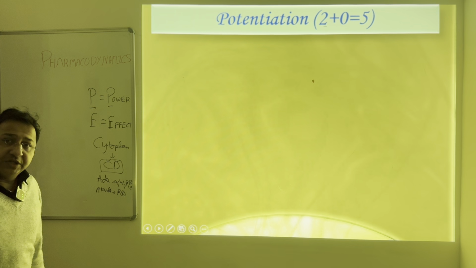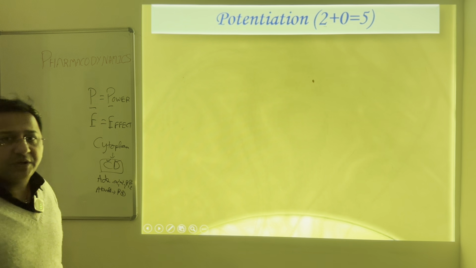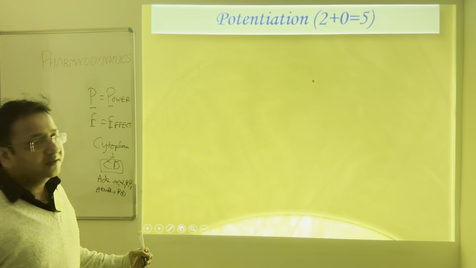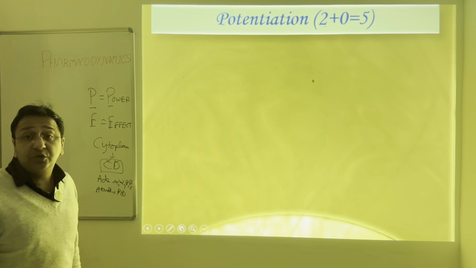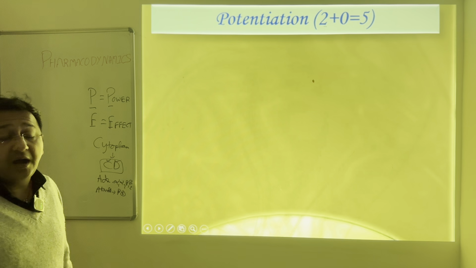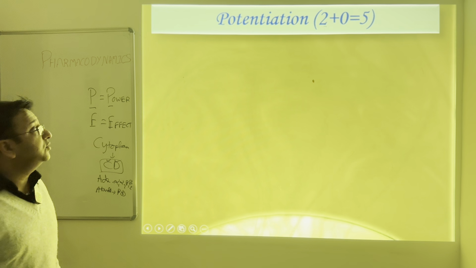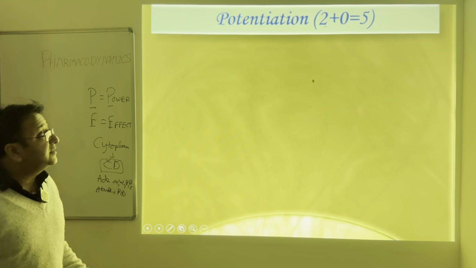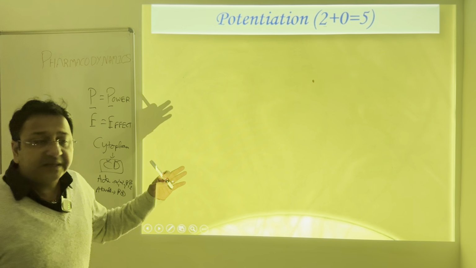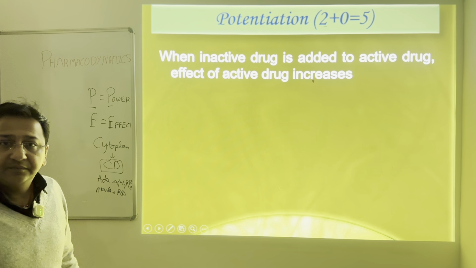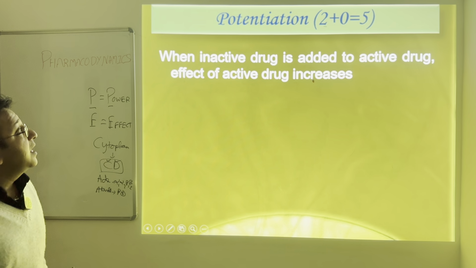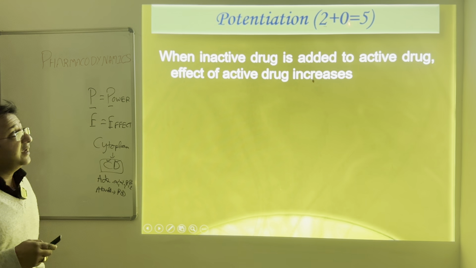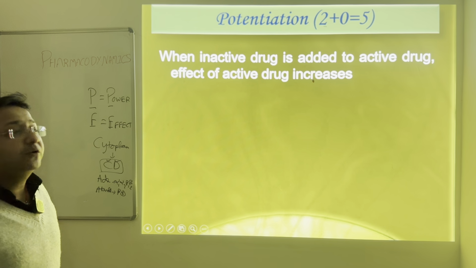Third, the potentiation. We will also see potentiation with the help of a diagram and an example. 2 plus 0 is equal to 5. How is this happening? It means you are giving one drug which is active and one drug which is inactive. It has 0 effect. But still the second drug is increasing the effect of the first drug.